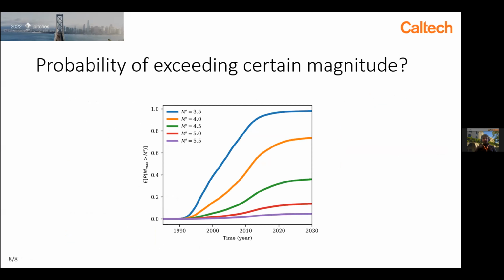In the last plot here, you can see the evolution of probability of exceeding certain magnitudes. For example, the blue line is the magnitude 3.5, and you can see the expected value for exceeding a certain magnitude is monotonically increasing in time. And for example, in 2013, we are almost sure that we will pass magnitude 3.5.